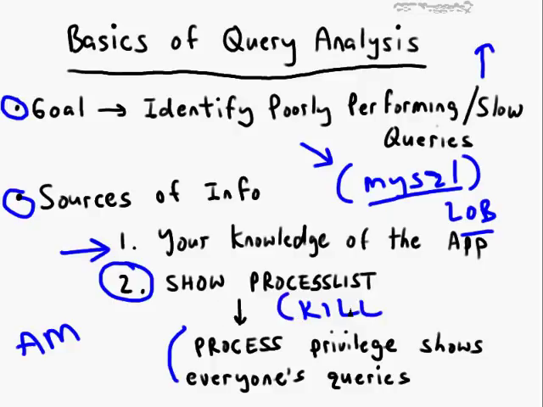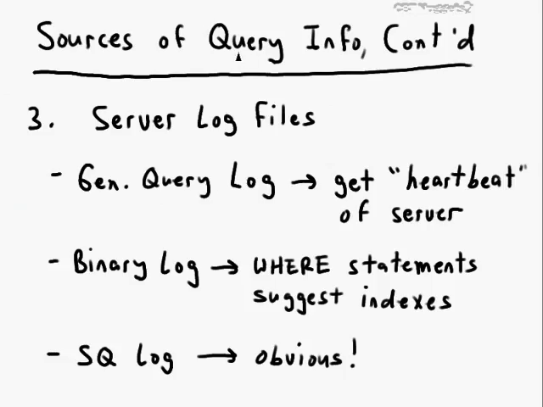The user doesn't get any warning or error or any message. Well, they'll see an error certainly, potentially, but that kill doesn't give them any informational message, so be careful using that. Sources of query information, continued.